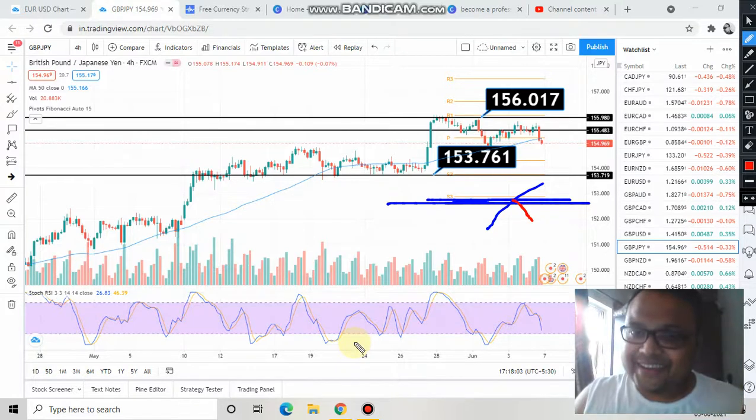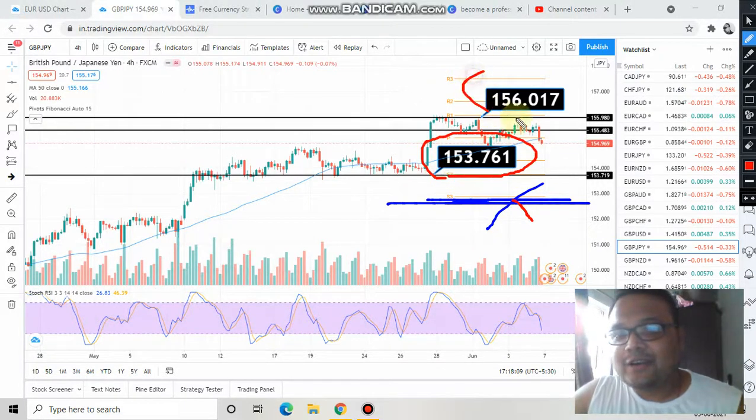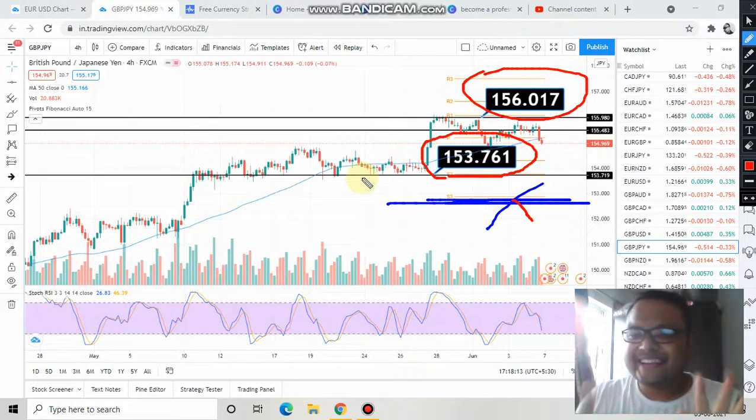Listen to me. Otherwise, if you listen to me, then wait for this level or this level that I have just discussed a few seconds ago. Or wait for volatility. Now volatility is not there, so it means money is not there in the market.